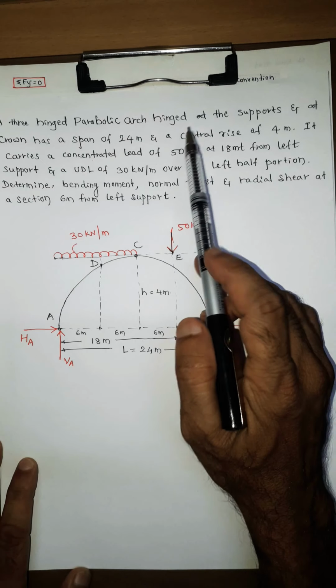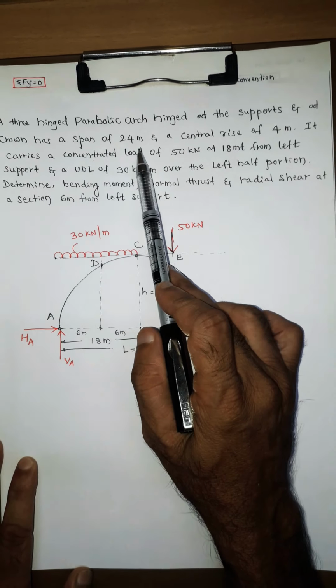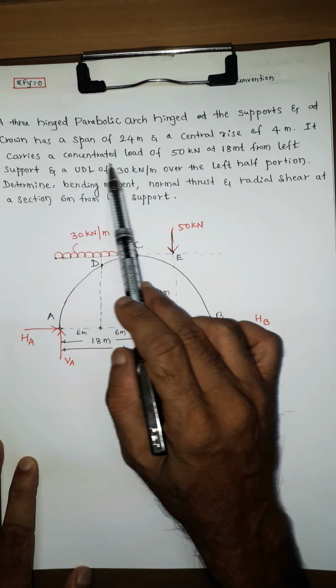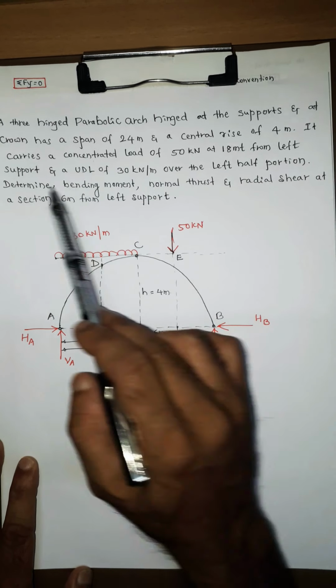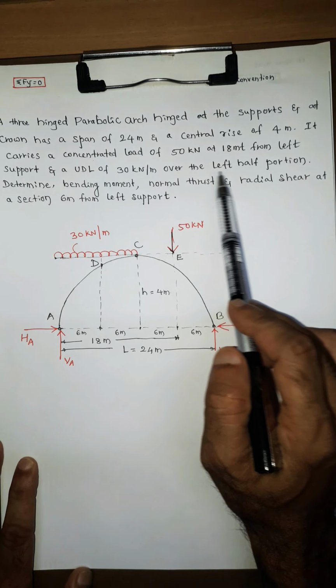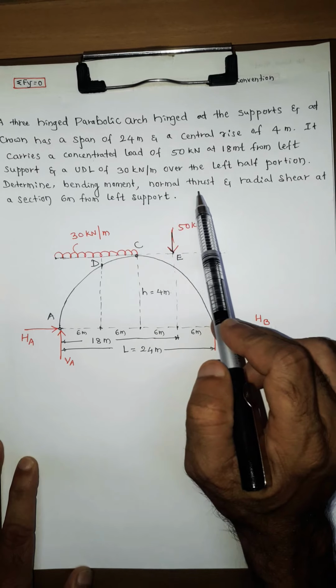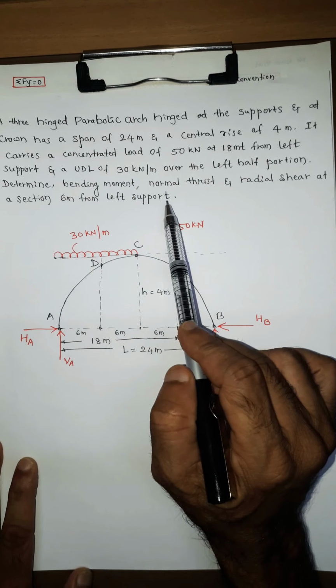Three-hinged parabolic arch hinged at supports and at crown has a total span of 24 meter and a central rise of 4 meter. It carries a concentrated load of 50 kilonewton at 18 meter from left support and a UDL of 30 kilonewton per meter over the left half portion. Determine bending moment, normal thrust and radial shear at a section 6 meter from left support.